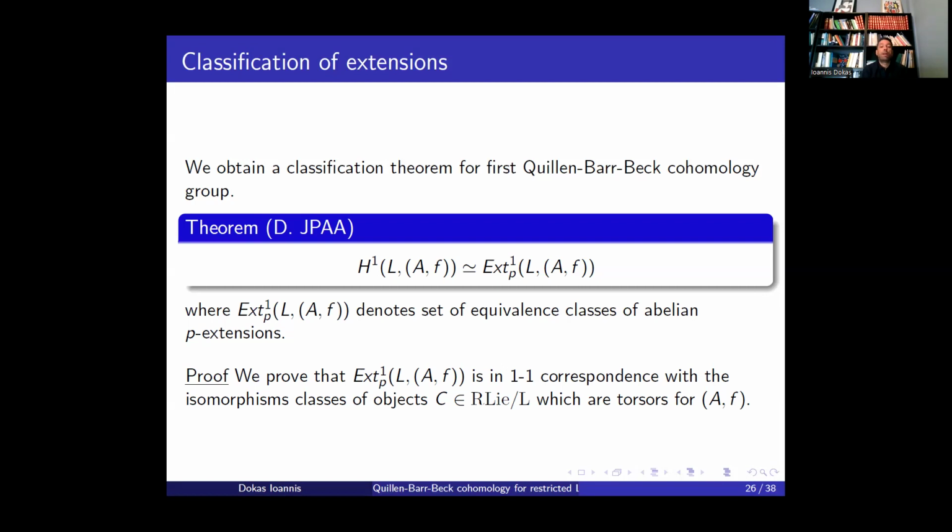Now, if we want to give interpretations for the second, and even more, the second Quillen-Barr-Beck cohomology group, we are led to consider n-torsors. And this is how I try to understand torsors cohomology and apply torsors cohomology theory to this particular case of restricted Lie algebras and obtain a classification for two-term extensions. Let me briefly speak about this as well.